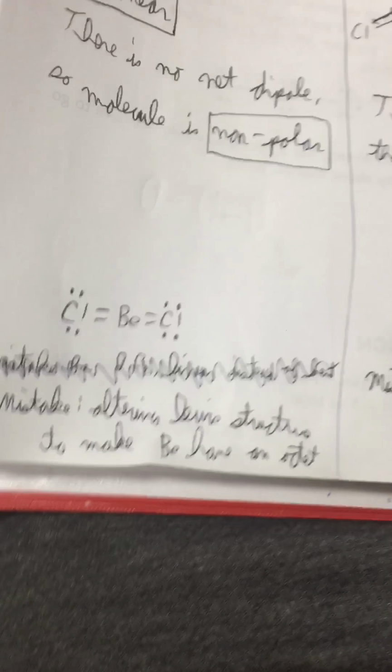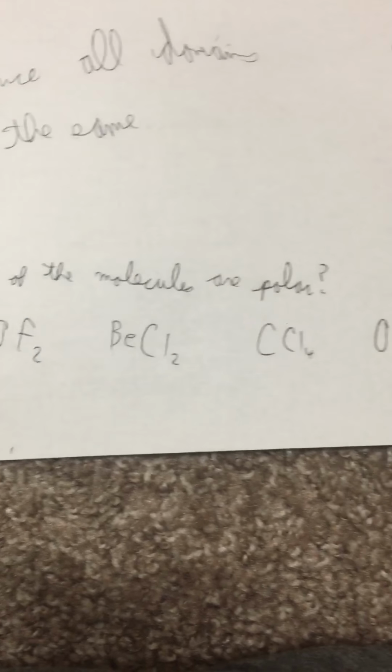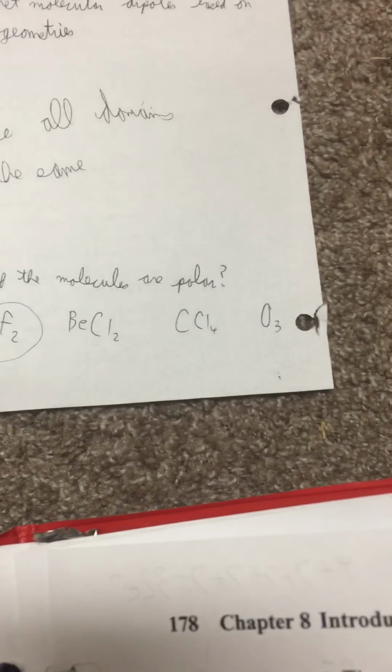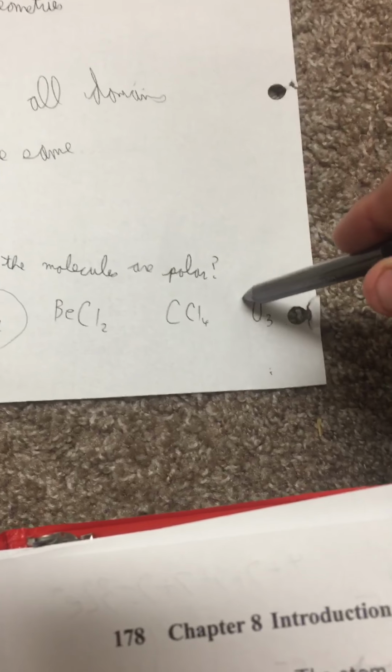So I think that's it. Then we go back to the original question: how many of the molecules are polar? Of the 5, the OF2 is polar, and the O3 is polar.